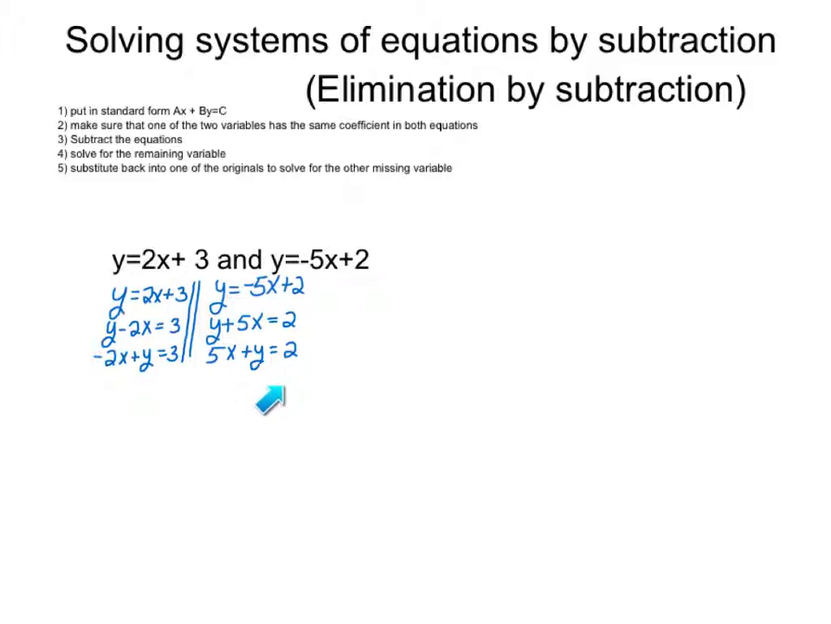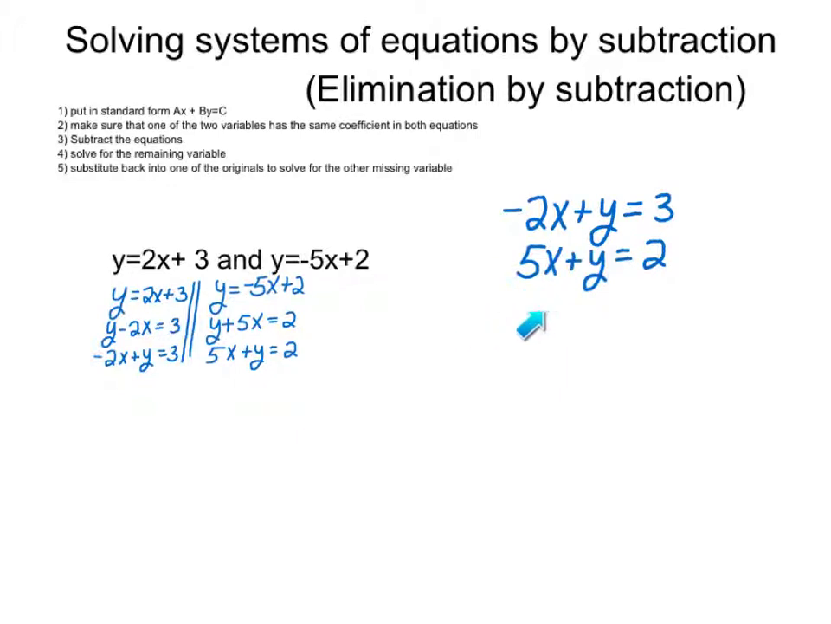The next step is to make sure that one of the two variables has the same coefficient in both equations. In the first equation we have negative 2x, and in the second equation we have positive 5x. They're not the same coefficient. With the second variable we have positive 1y, and positive 1y in the second equation. Therefore, both of those equations have a positive 1y. They're both the same coefficient and the same sign, so we can subtract them. So now we're going to vertically stack these two equations.